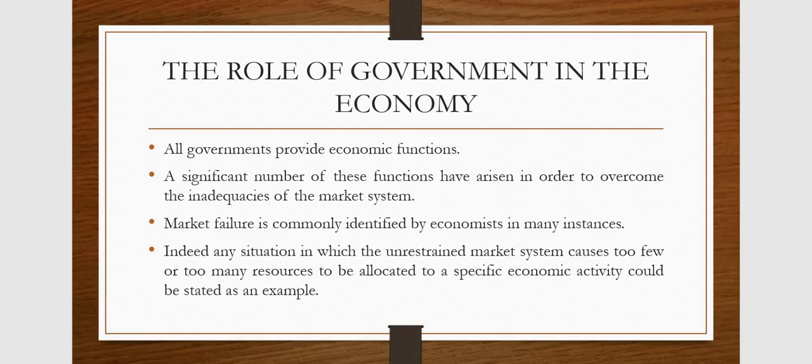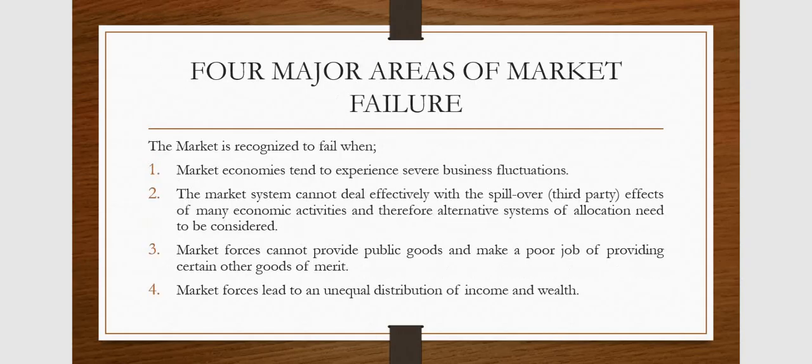And you know from microeconomics that market failure is what? The misallocation of what? Resources. And so when the market fails to allocate resources effectively in the markets, that is what we term as what? Market failure, right? So here we say there are four major areas of market failure, right?